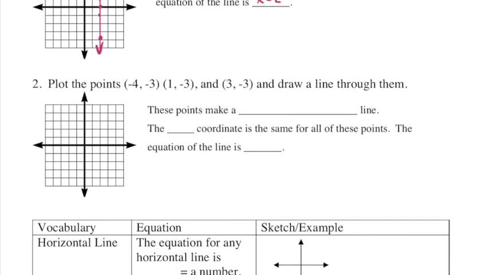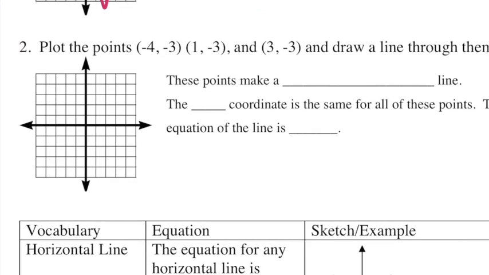Now, next one, we're going to plot some more points: (-4, -3), (1, -3), (3, -3). Same thing on this one, you're going to notice that all these points are making a horizontal line this time. All going in the same direction here, horizontally. So these make a horizontal line, and what you might expect is that they all have something in common again. In this case, it's all of their y-coordinates. They're all negative 3. So the y-coordinate is the same for all these points.